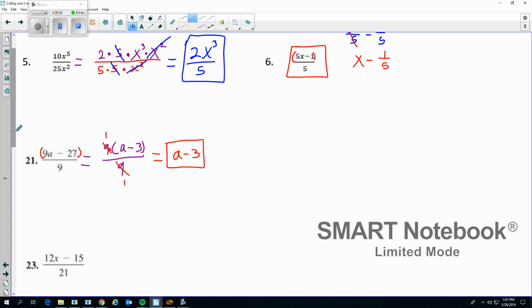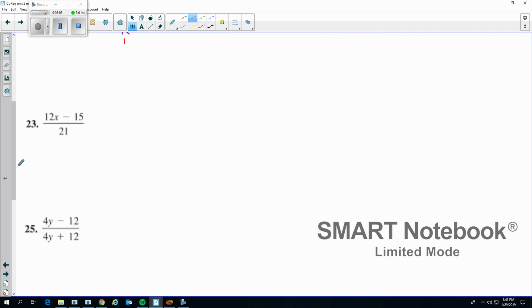Okay, the next one is very similar. Once again, don't start trying to reduce the 21 and 12 or the 15. What we want to do is put parentheses around this and find what we can factor out. Between 12 and 15, it looks like we have a 3 in common. That'll leave us with 4x minus 5 all over 21.